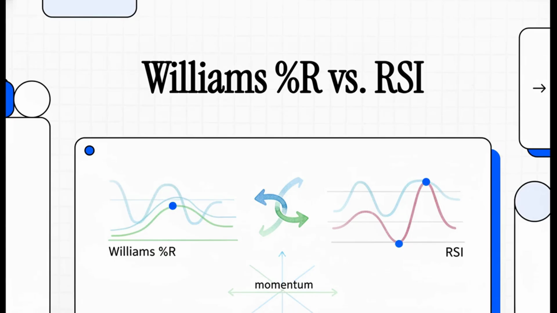If you're a trader, you know that timing is pretty much everything. Well, today we're going to break down two really popular tools that can help you with exactly that: Williams percent R and the relative strength index, the RSI. We're going to see what they are, how they're different, and hopefully help you figure out which one might be the right fit for your strategy.